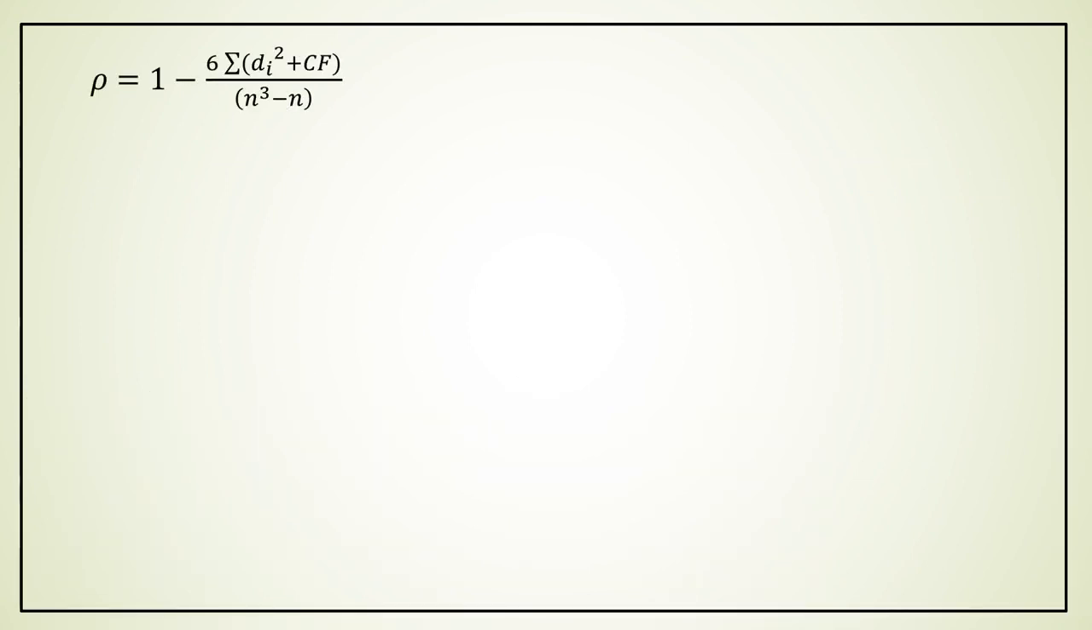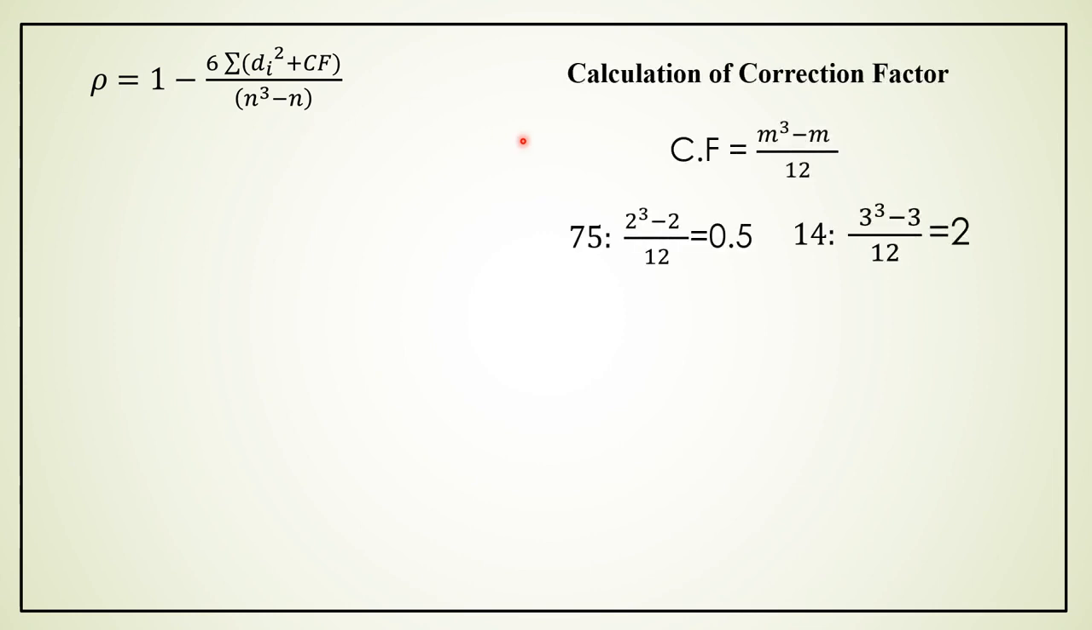Spearman's rank correlation in the case of tied observations is given by the formula rho is equal to 1 minus 6 times the summation of the squares of the differences plus the correction factor, divided by n cube minus n, where the correction factor can be calculated using the formula correction factor is equal to m cube minus m by 12, where m over here indicates the number of times the value is repeated.